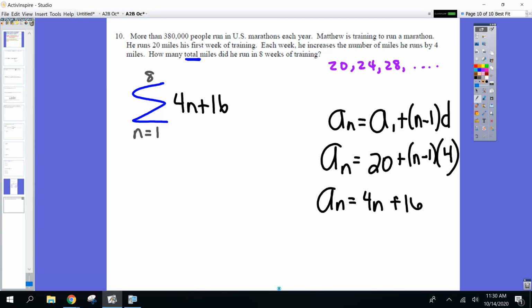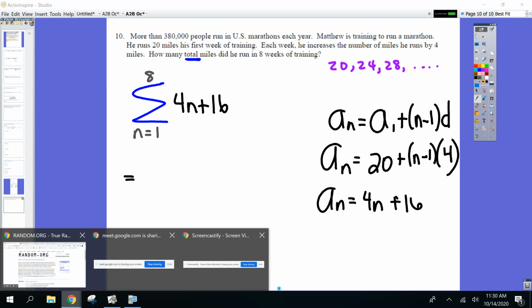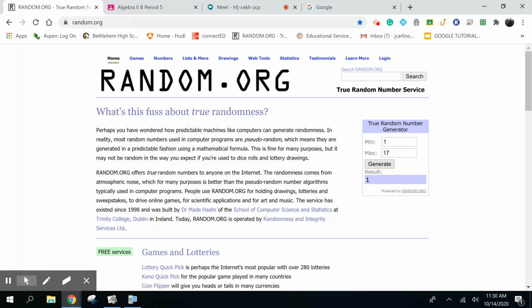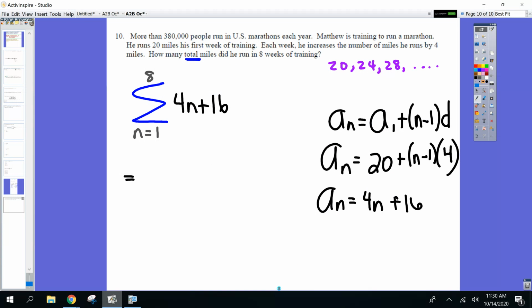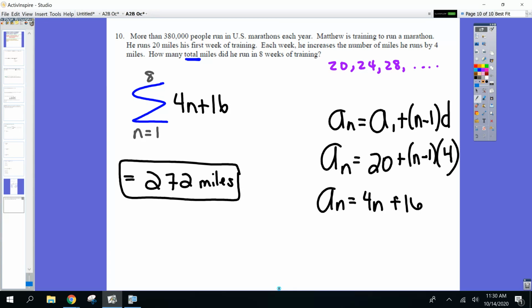And then you guys go right to your calculators now and see how many total miles Matty Ice ran here. Kian, how many miles did he run? 272. Yep.